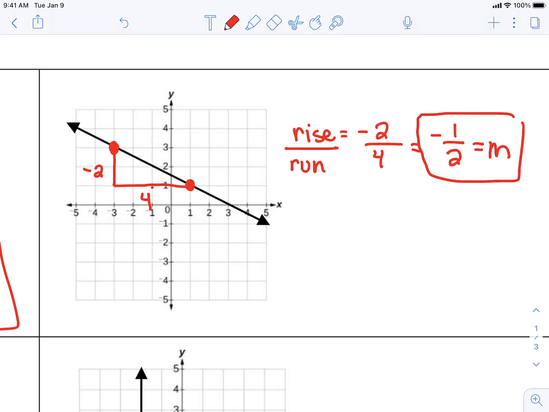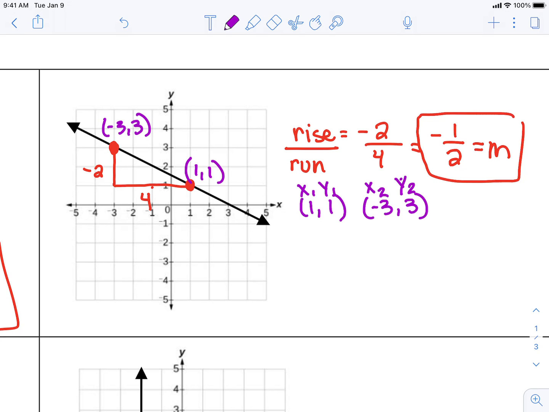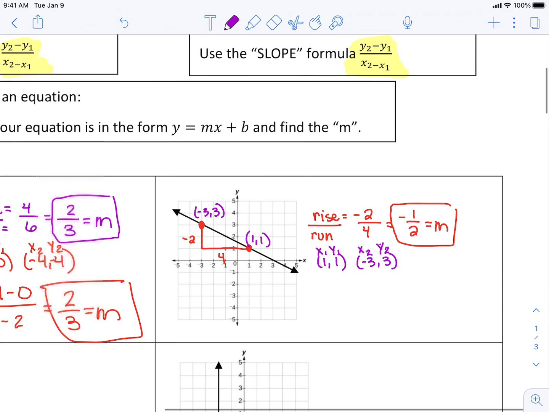Or again, we could label the two points and use the slope formula. This would be (-3, 3). This would be (1, 1). So I have (1, 1) and (-3, 3). This is my first point, so I label it x1 and y1. This is my second point, so I label it x2 and y2. And I plug it into the handy dandy formula: y sub 2 minus y sub 1 over x sub 2 minus x sub 1.